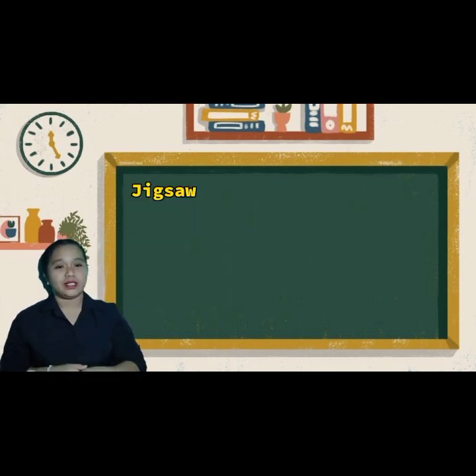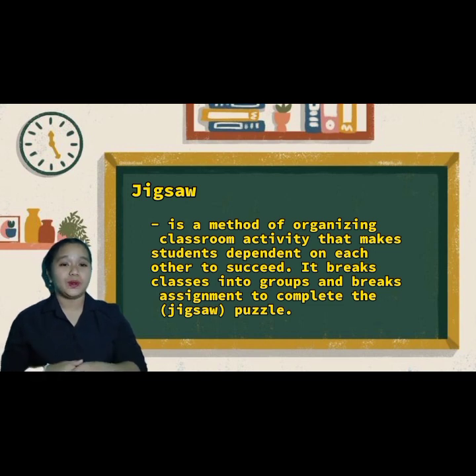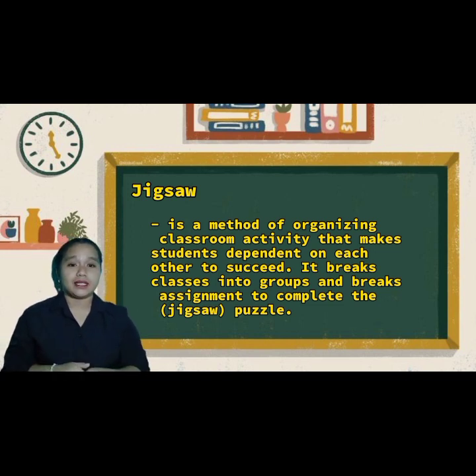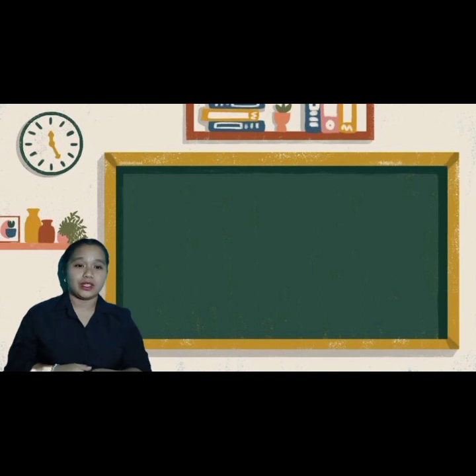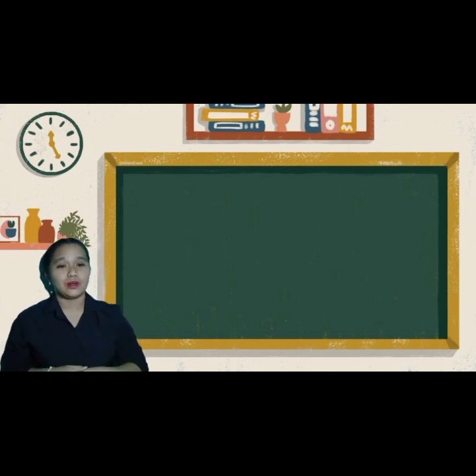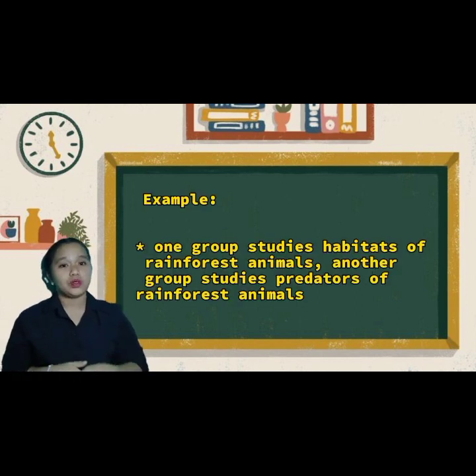The next is jigsaw. It's a method of organizing classroom activity that makes students dependent on each other to succeed. It breaks classes into groups and breaks the assignment into pieces to complete. Like a jigsaw puzzle, it is a cooperative learning strategy that enables each student of a home group to specialize in one aspect of a topic. For example, one group studies habitats of rainforest animals, another group studies predators of rainforest animals.